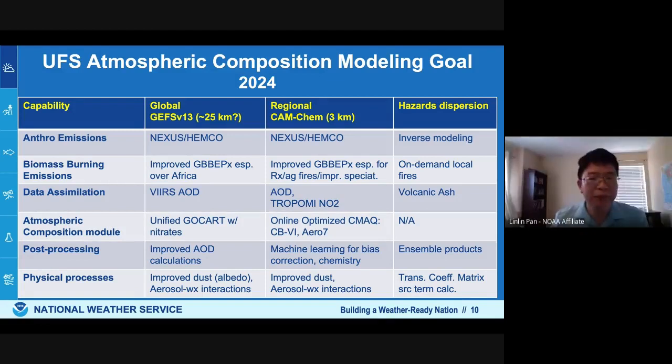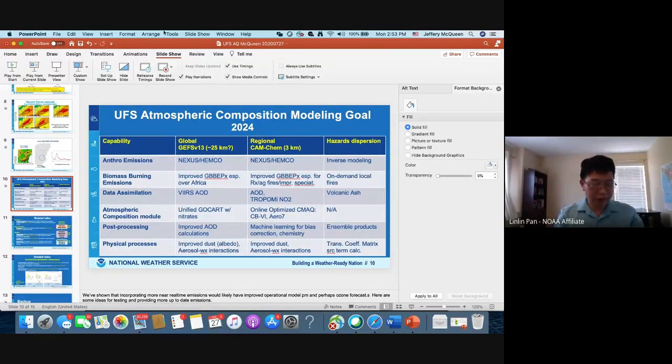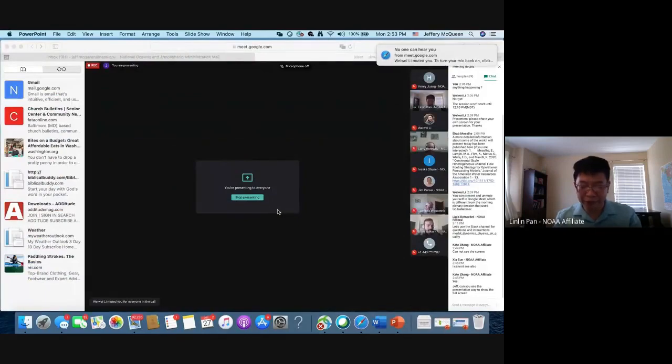Okay, thank you. Maybe one quick question? No, for now. Okay, no, we'll move forward. Next speaker is Judd Grell from NOAA PSL, building atmospheric composition modules for UFS, different strategies for development and coupling with global and regional models.